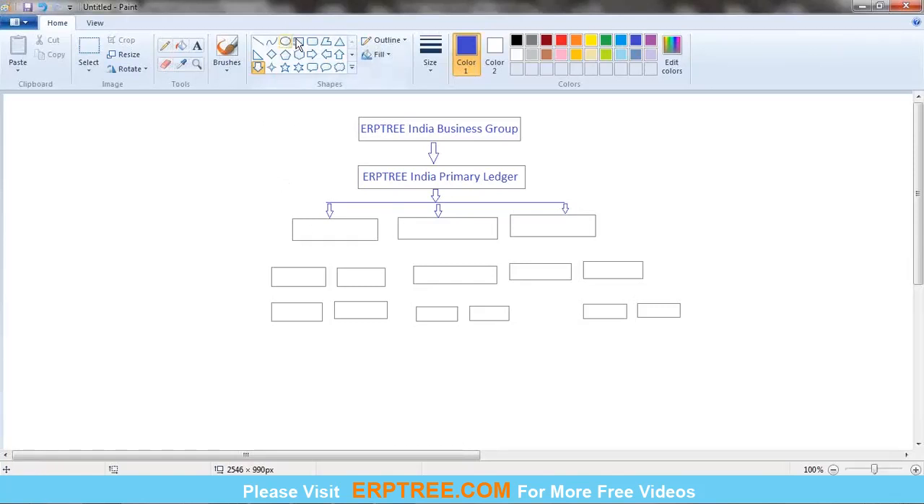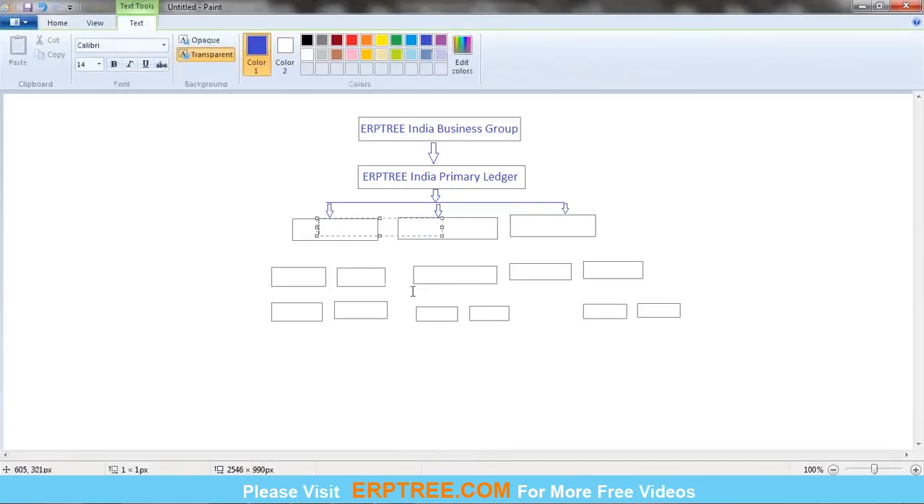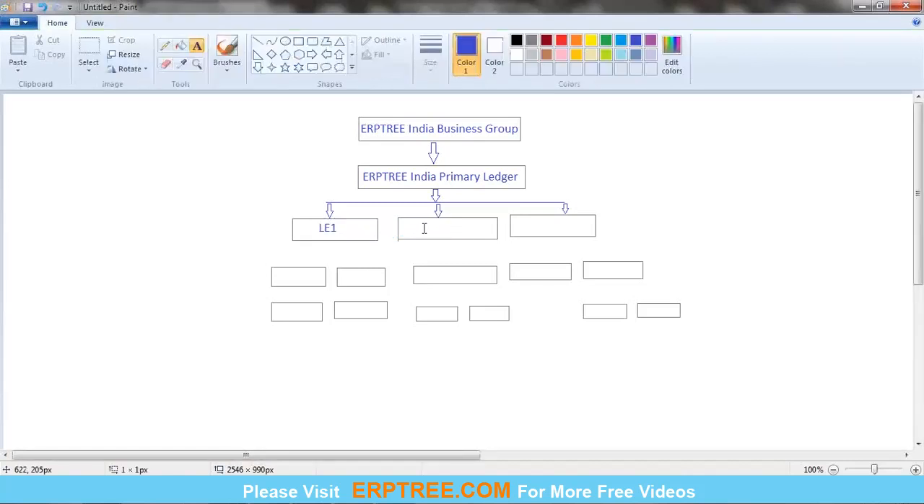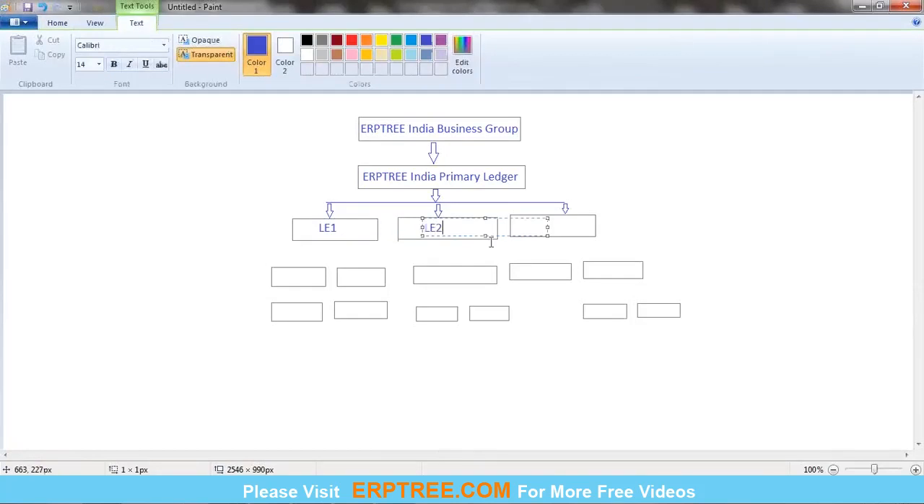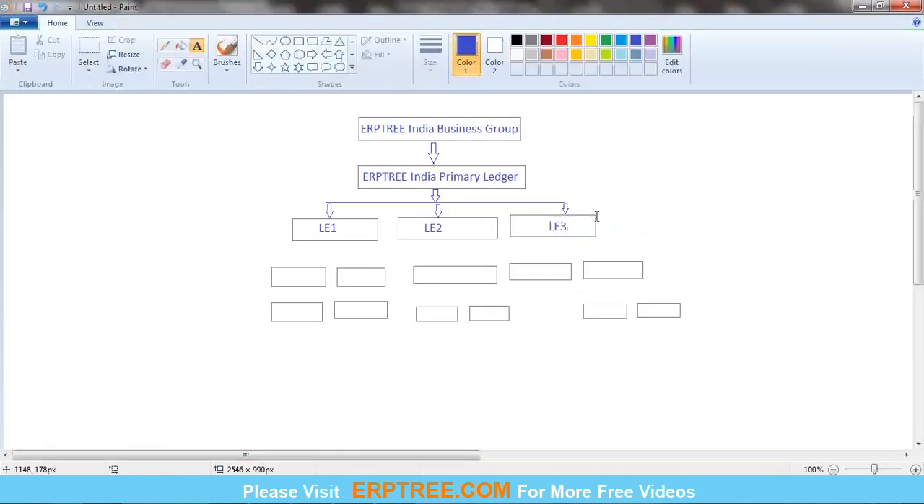Yeah, three businesses. I'll just write the names as LE1, LE2, LE3. Simple. For three businesses, three LEs. Okay, I'll say LE1, LE2. In reality we will give the exact name, the name with which you have a registration, but here I'm simply mentioning it with a number. Done. So under the first legal entity, we have two operating units.